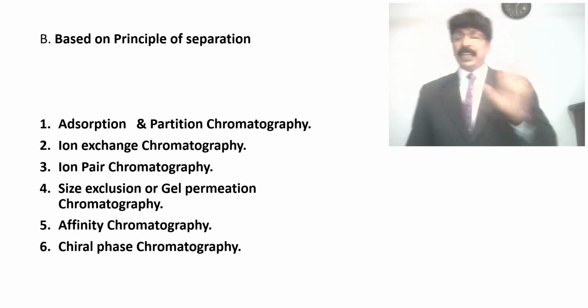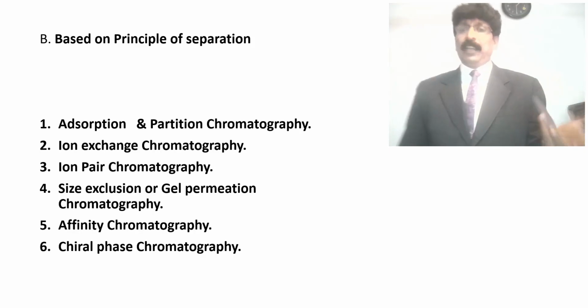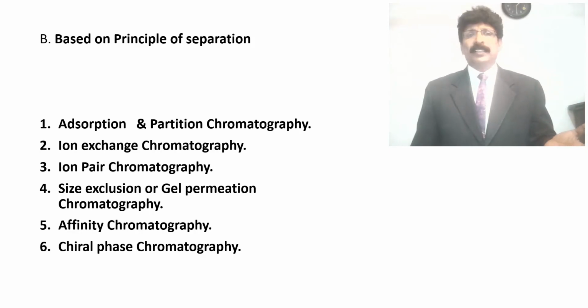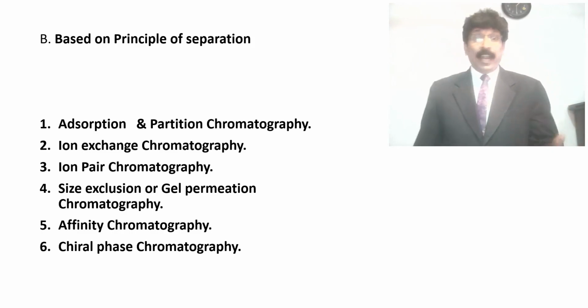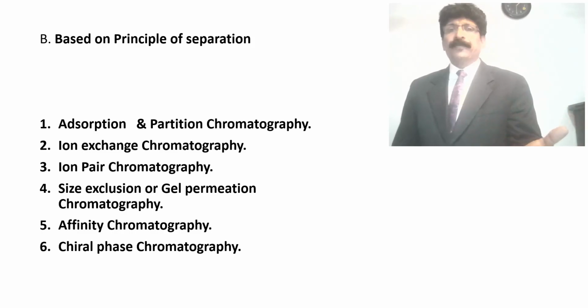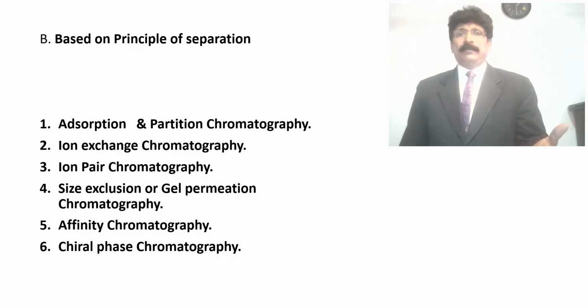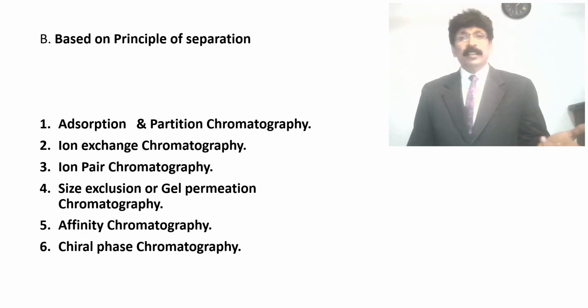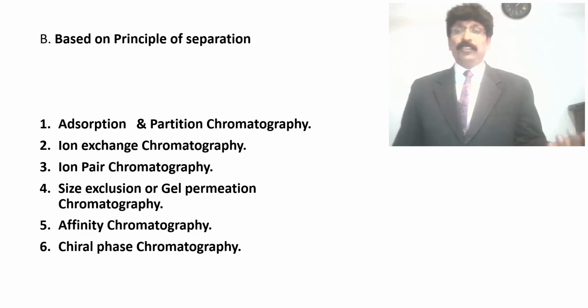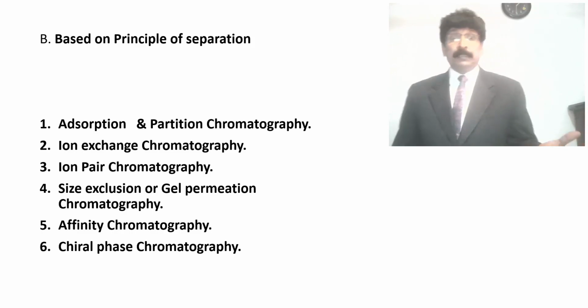Adsorption and partition chromatography together, we have already seen what adsorption is and what partition is. Ion exchange chromatography I have also explained in the class. Ion pairing is also possible in chromatography, according to the selection of the column. Size exclusion, molecular sieve or molecular exclusion, gel permeation chromatography: according to the molecular size you can separate. The same principle of HPLC can be followed by changing the column and the mobile phase.